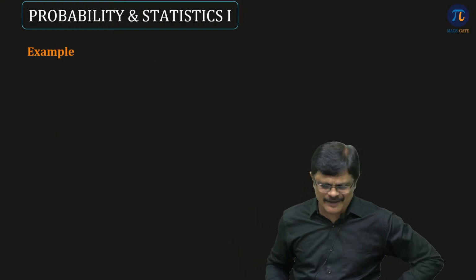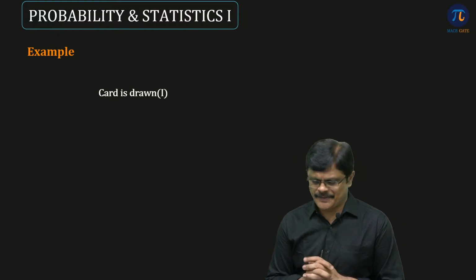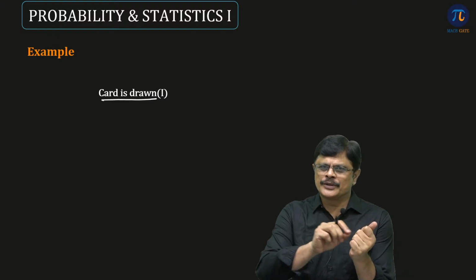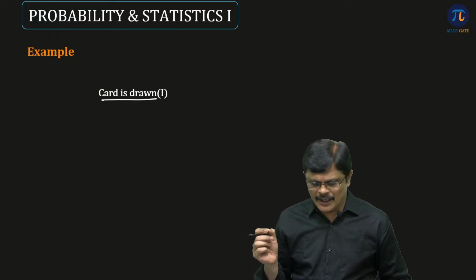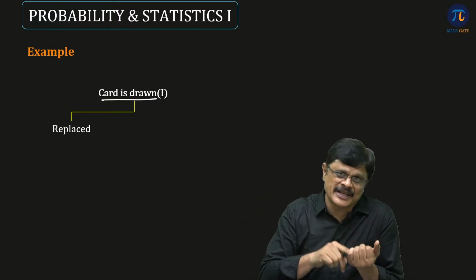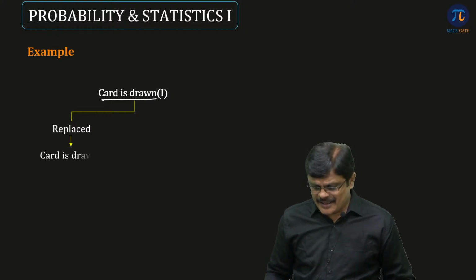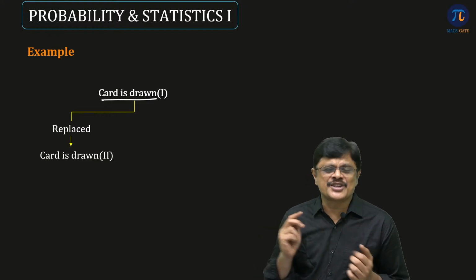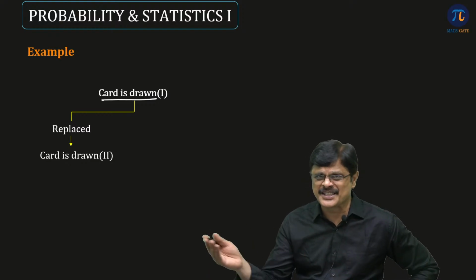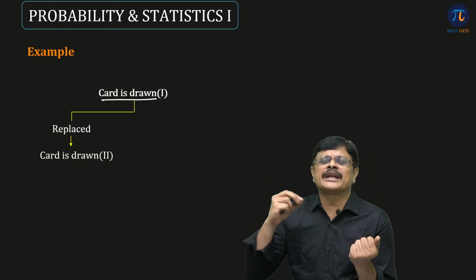Wonderful. Now from a pack of 52 cards, suppose a card is drawn. From a pack of 52 you take a card. Now consider the following two situations. In the first situation, the card is replaced. You place it back. Then a second card is drawn. Now I'll ask you one question here before moving to the second situation.